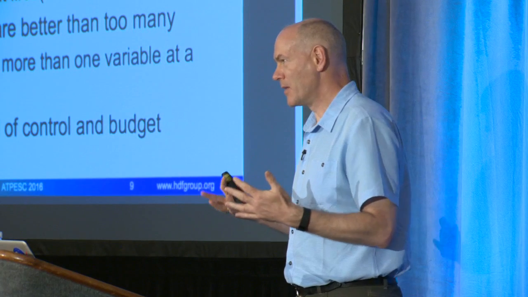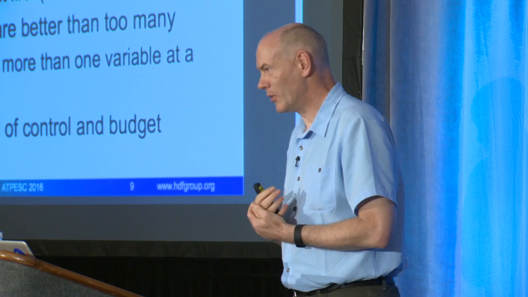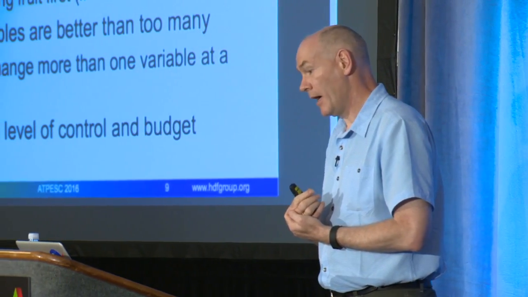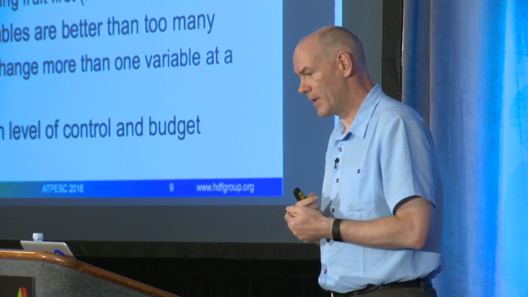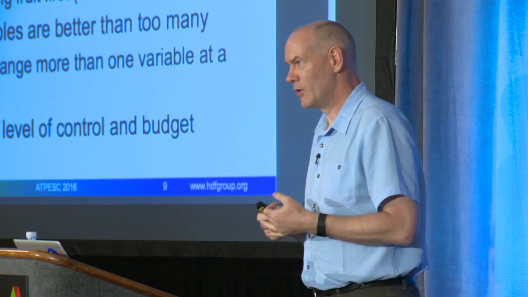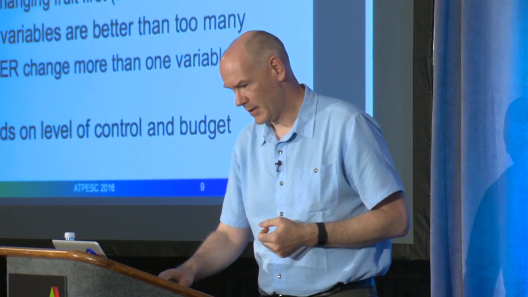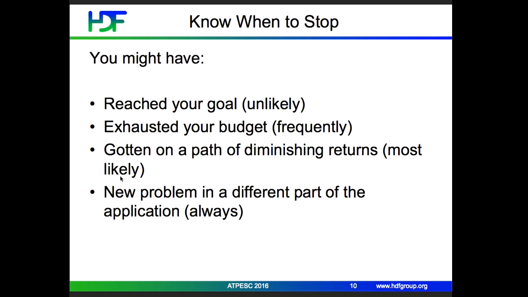And as you pursue these lines of investigation, you definitely want to keep track of the setup and the results. And of course, you want to go for the low-hanging fruit first and keep the number of variables that you investigate small. And never change more than one variable at a time. And all this is ultimately constrained by the level of control and what your budget is. So if you have no budget or too small a budget, then that has to factor into framing that activity.